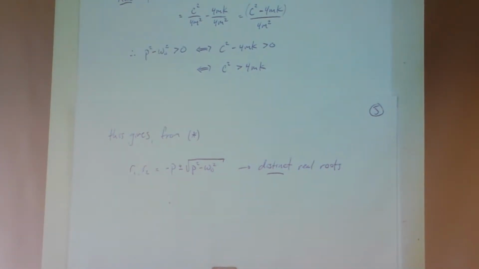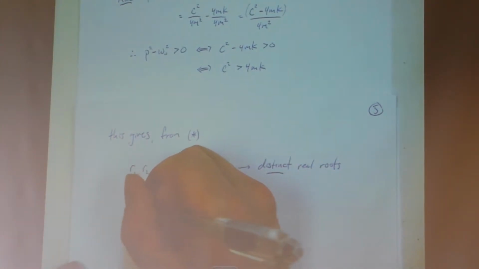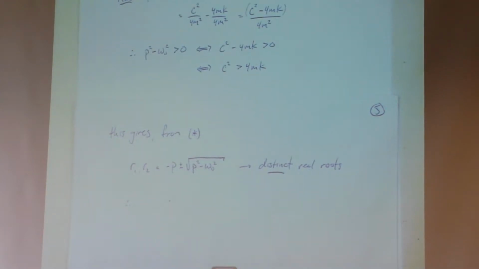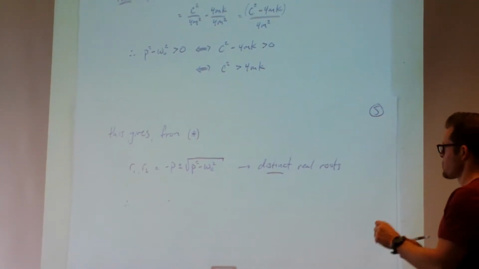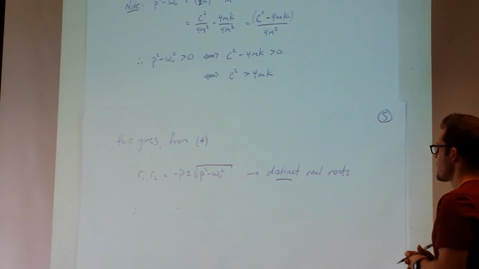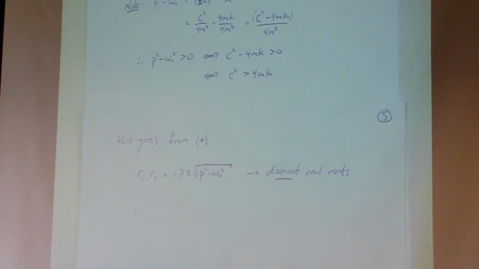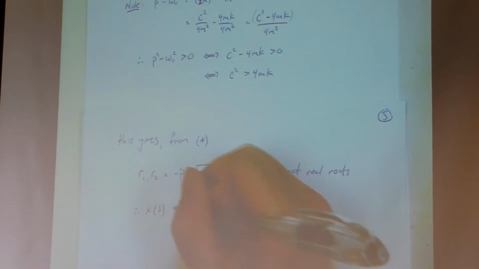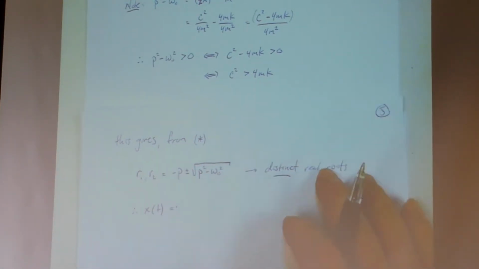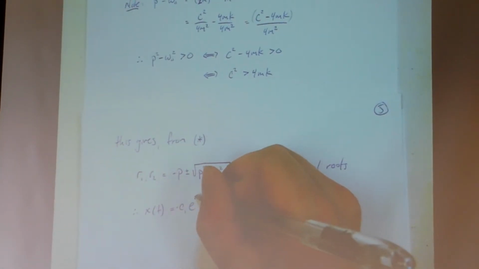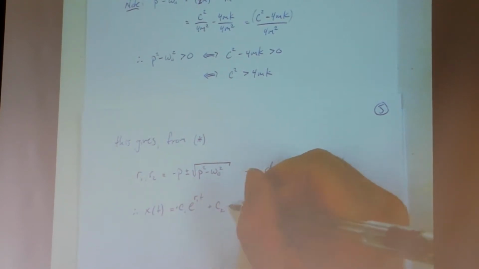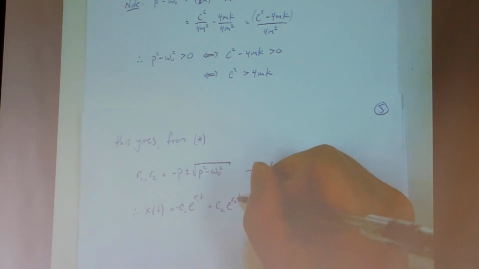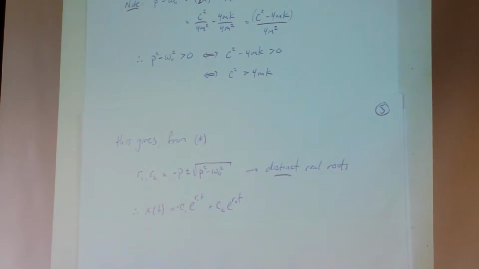Okay. All right. So the solutions, right? X will be e to the r1t. The other solution would be e to the r2t. And any linear combination of those serves as the general solution. So x of t can be written as c1 e to the r1t plus c2 e to the r2t.